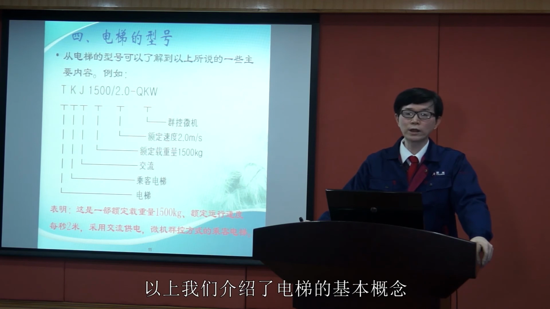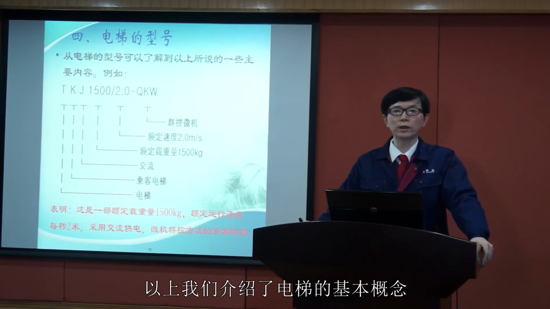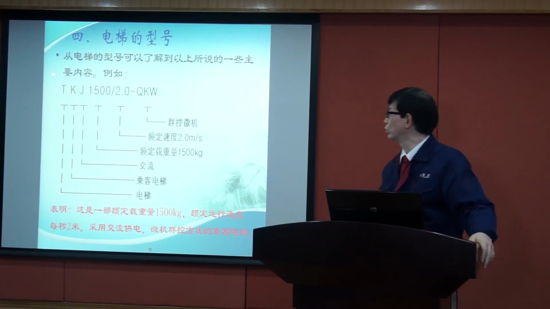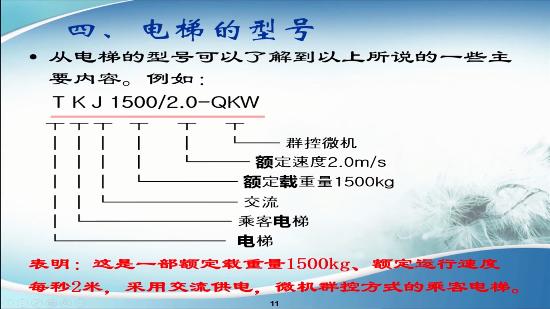We have introduced the basic concepts of elevators. From the model of the elevator, you can learn some of the main contents mentioned above. For example, a certain type of elevator displayed on the screen is a passenger lift with a load of 1,500 kilograms and a rated speed of 2 meters per second, using AC power and microcomputer group control.